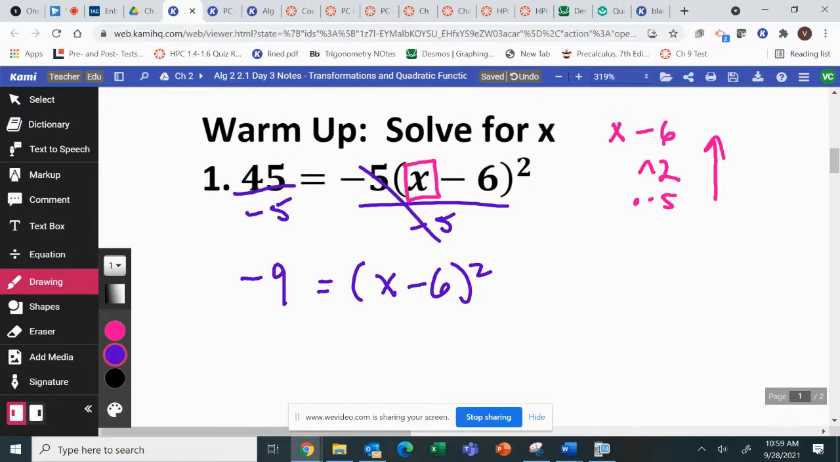What's the next thing we have to get rid of? The exponent. So what undoes squared? What is the inverse of square? Square root. But hold up. This is something that you normally come to me and don't know well enough, and then we throw the pandemic on top of it. This is something that you have to start knowing right now. Anytime you are solving an equation, oh no, this is not even going to work.